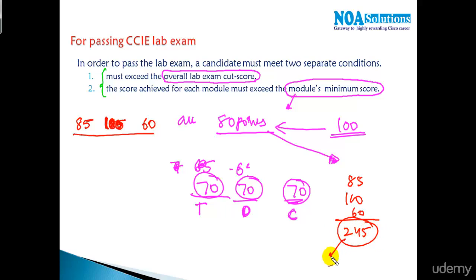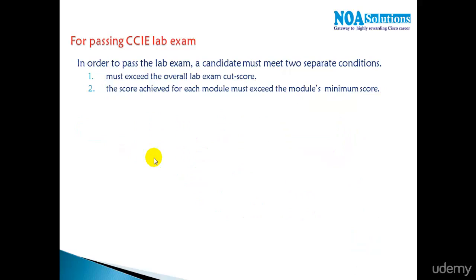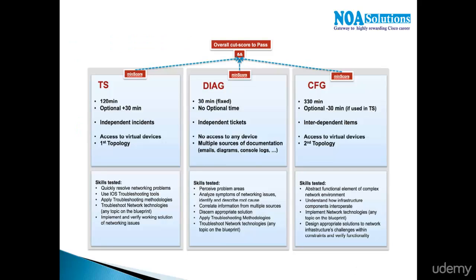So even though you are scoring above 80 points or 80% as per the overall score, if any one of the sections has less than the minimum score, you will be declared as a fail. You have to ensure that you get at least the minimum score in each and every section, and the overall should also be more than whatever is given. These are the two conditions that must be satisfied for the grading of your examination.